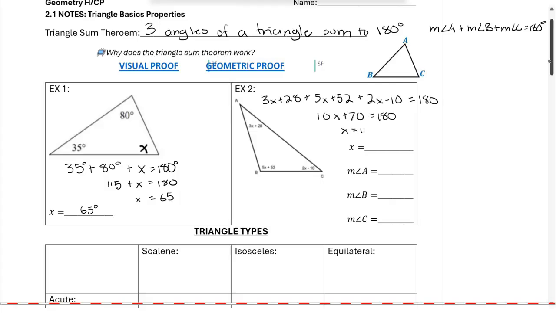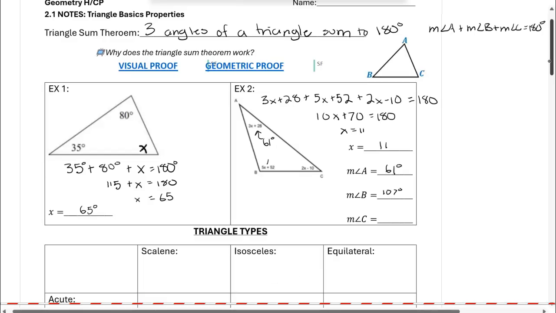I'm kind of skipping through some of the algebra here, but if you need to pause or rewind, by all means, please do so to make sure you get all this down. But we have x equals 11. So when we plug in 11 for these angles, we're going to get measurement of angle A equals 61 degrees. That's where we plugged in here, 61 degrees. Measurement of angle B, we're going to get to be 107 degrees. That's here. And the measurement of angle C, we're going to get to be 12 degrees. That's this one here.